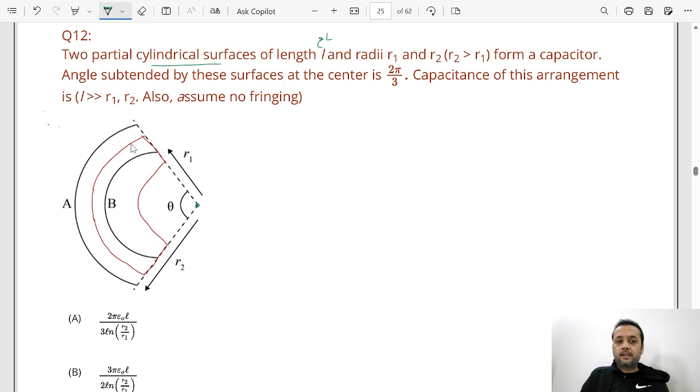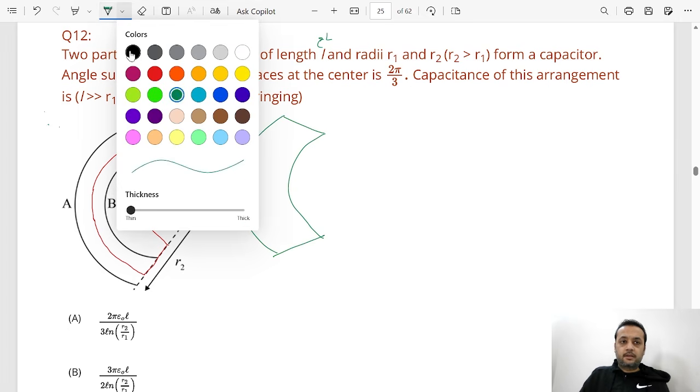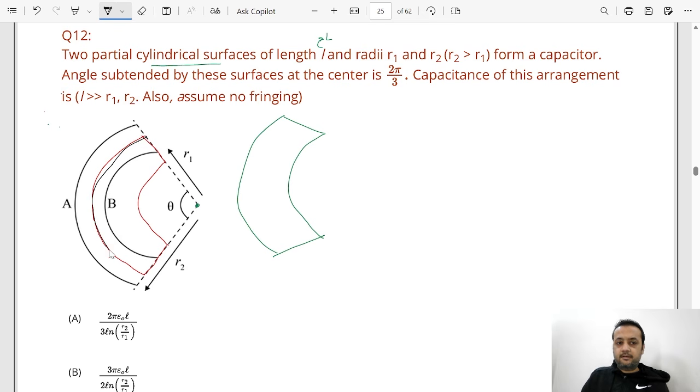Field will be radial, and field will exist between B to A, like this. So the flux on this entire closed surface. Now let me show you this surface again by drawing like this. Okay, so look, from here to here, I'll talk about that in 1 minute.